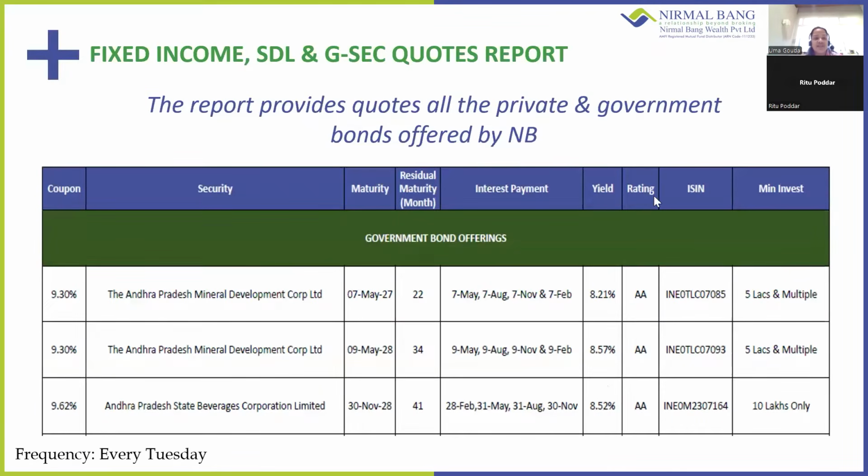Next is fixed income, SGL and GSEC codes. As you know, in the current markets, a client wants to invest in bonds and NCDs. So you can use this report and pitch the client to get fixed interest kind of offerings. We usually publish this report every Tuesday, and it mentions every government bond offering, G-Secs, SDLs.